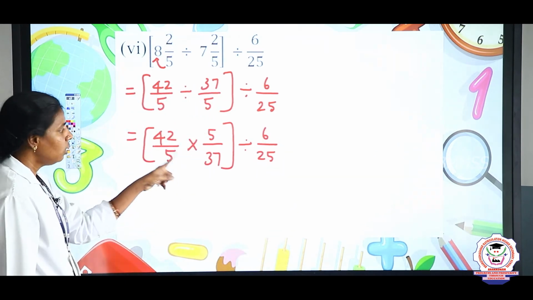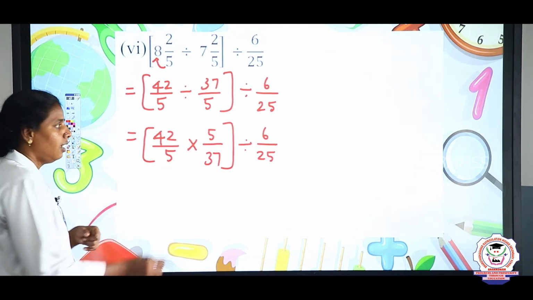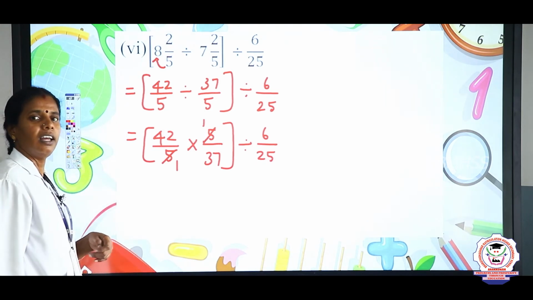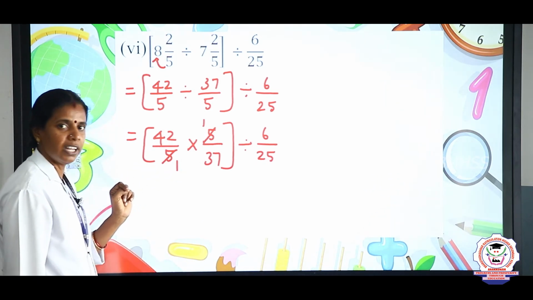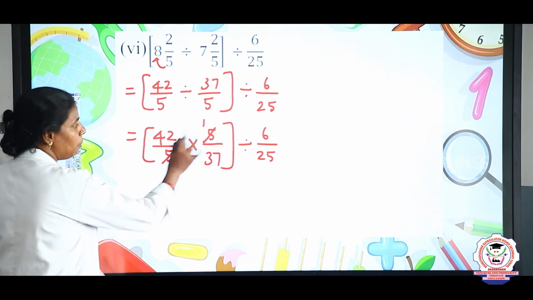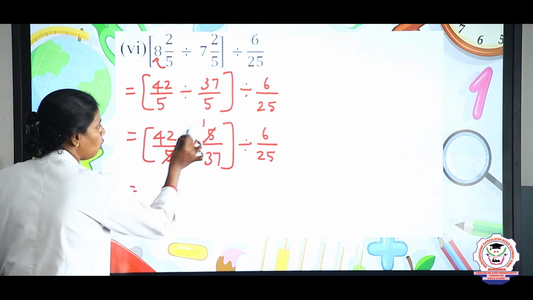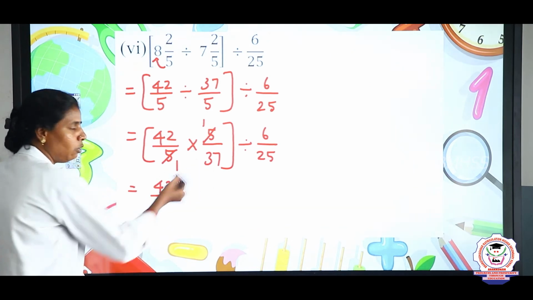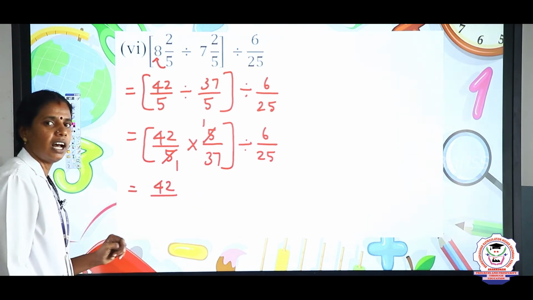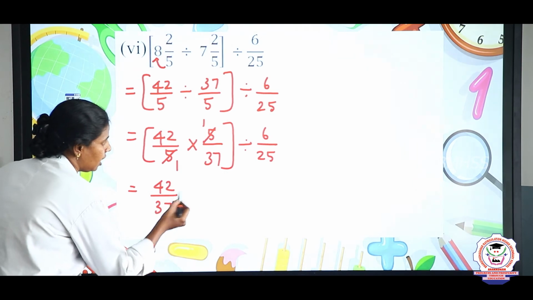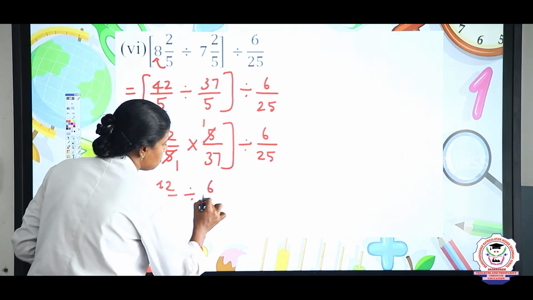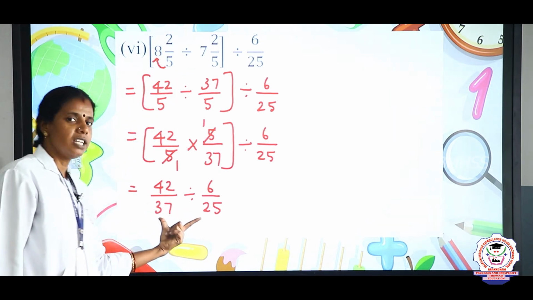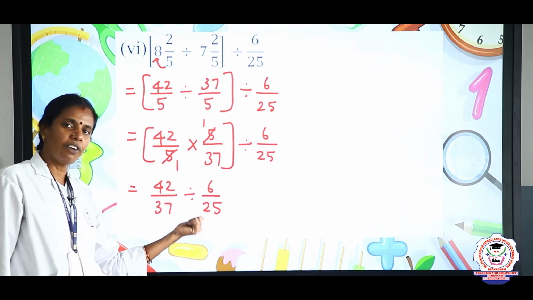Now, is it possible to cancel? 5 one time and again 5 one time I can cancel. Any other possibilities? 42 and 37? No. So we will multiply the numerator, which is 42 ones are 42, by 1 into 37. What 1 37s are? 37, divided by 6 by 25. Now the given question we have changed into the division of two fractions.